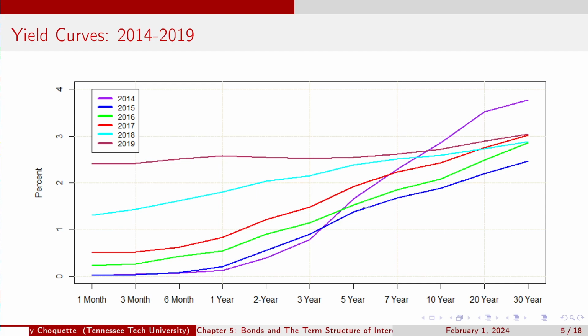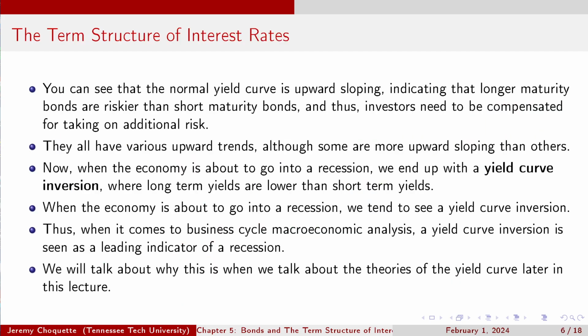You can see some of them have pretty similar slopes, like 2015, 2016, and 2017 all have pretty similar slopes here. But then if you look at 2019, it's a little bit flatter. And if you look at 2014, it's a little bit steeper. So either way, when the yield curve is behaving normally, it's upward sloping, indicating that we've got these longer maturity bonds that are riskier than short maturity bonds.